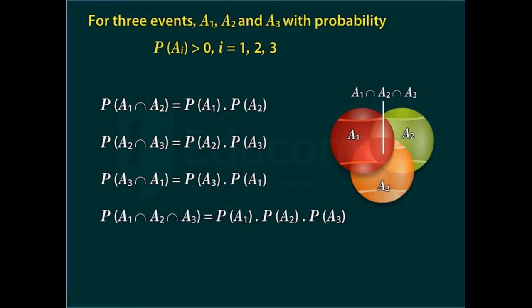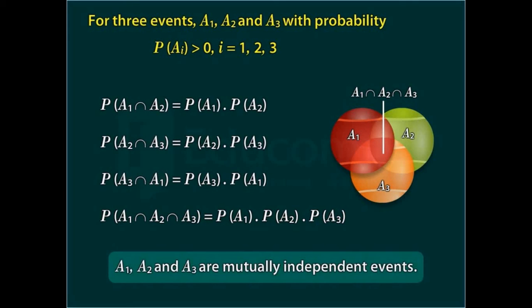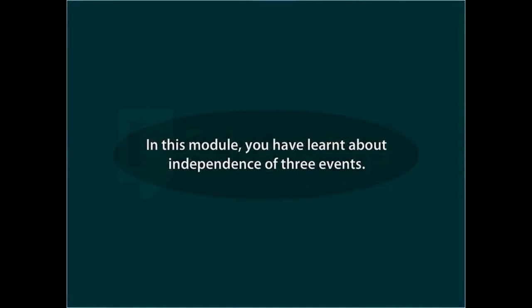P of A1 intersection A2 intersection A3 equals P of A1 into P of A2 into P of A3. Then A1, A2 and A3 are mutually independent events. In this module, you have learnt about independence of three events.